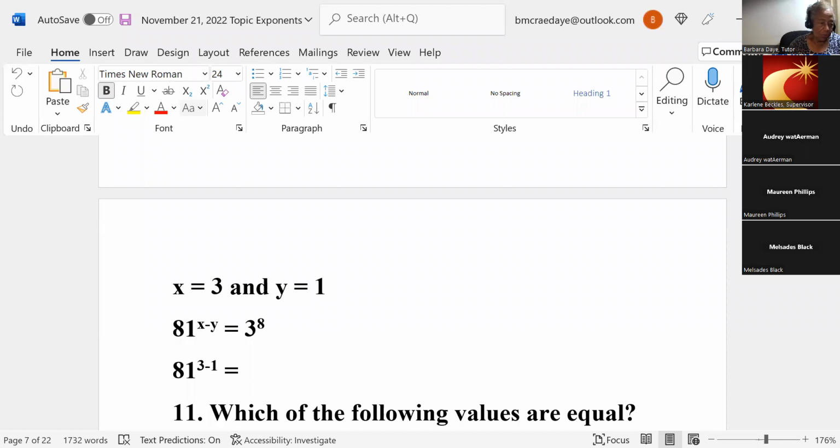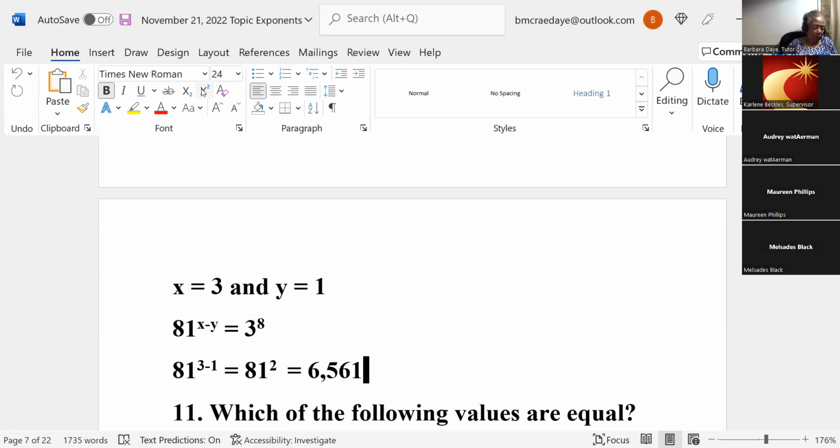Mercedes, sorry, you're on mute. 2. What's 2? 2. So 81 to the second power. What is 81 to the second power? You can do that on the calculator. It will be 81 times 81. What does that give you? 6,561. Okay.